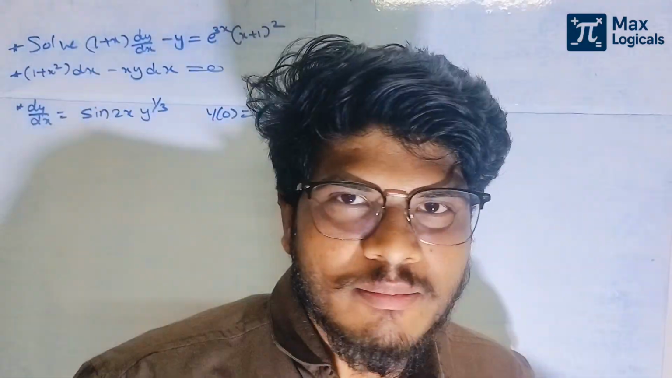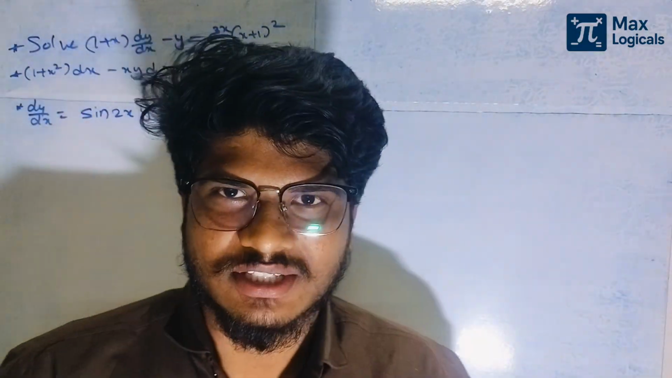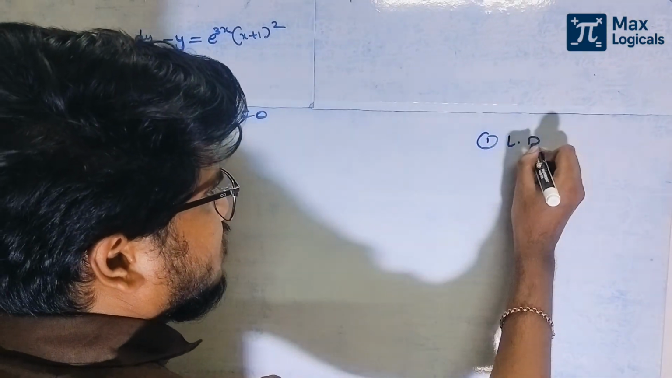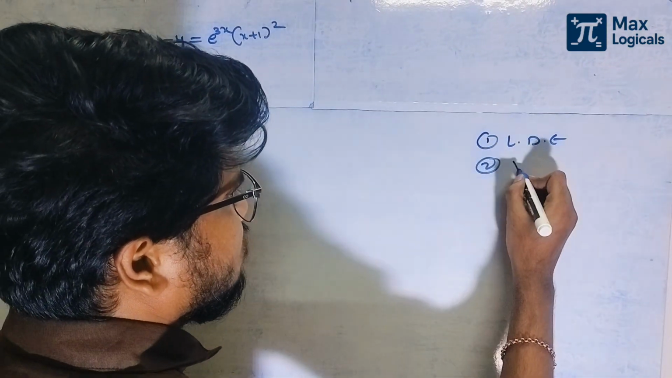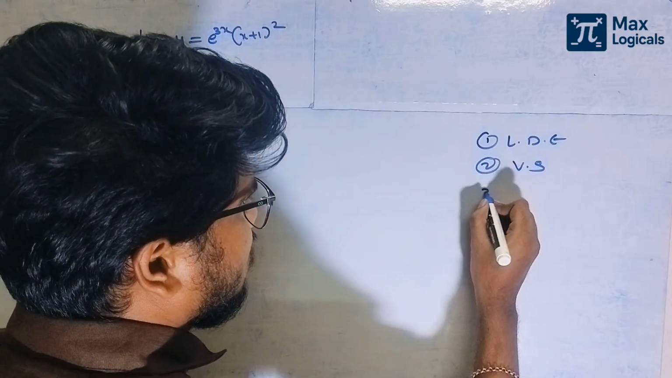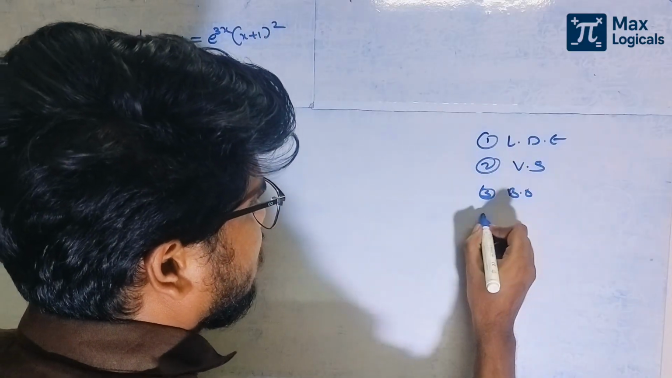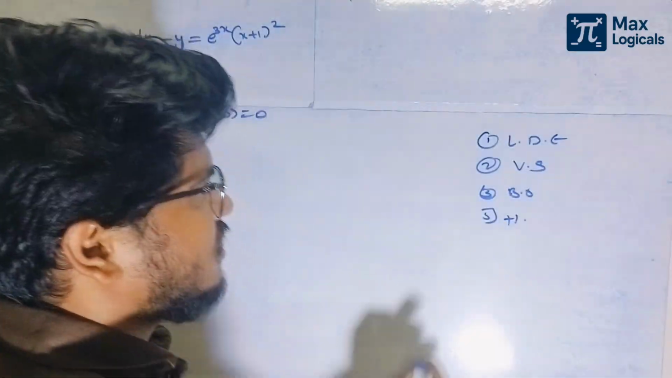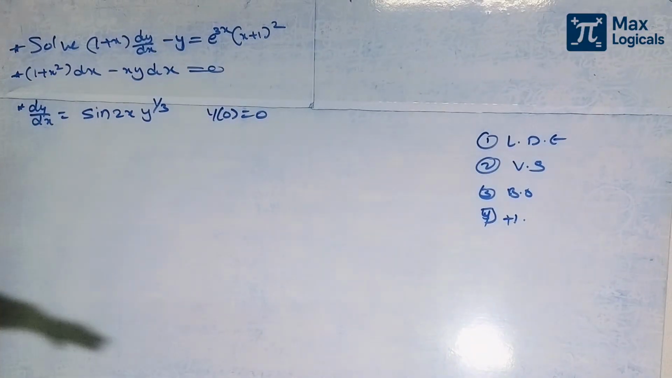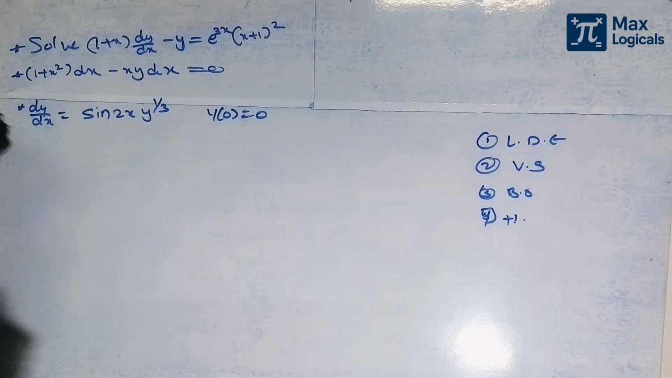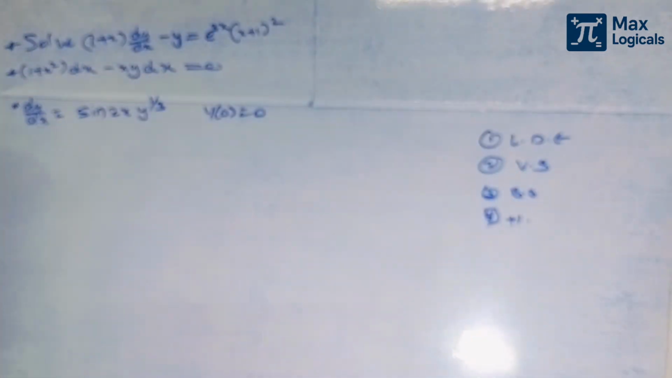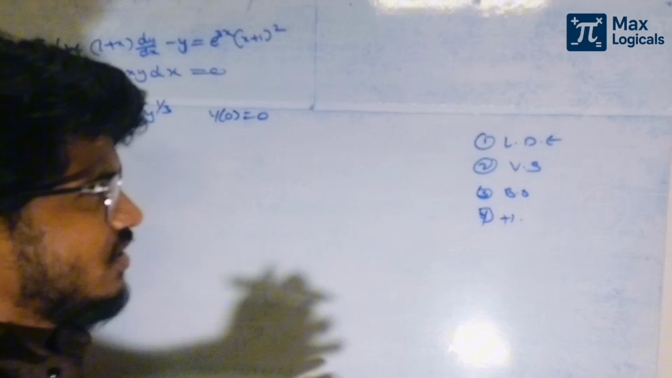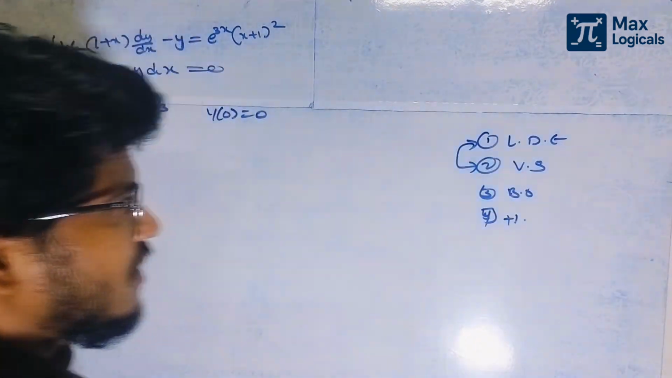We have four methods to solve the ordinary differential equation. The first one is the linear differential equation, the second one is variable separable, the third one is Bernoulli's differential equation, and the fourth one is the homogeneous and non-homogeneous equation. These four methods are used to solve differential equations. In the previous lecture we discussed the linear differential equation and variable separable methods.